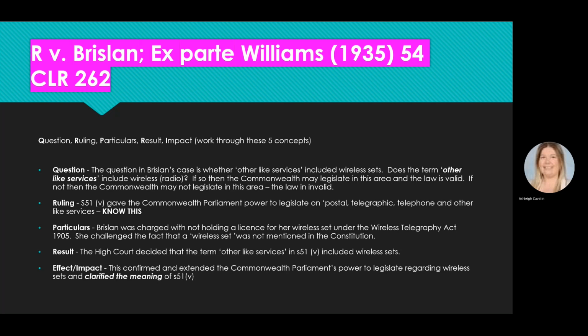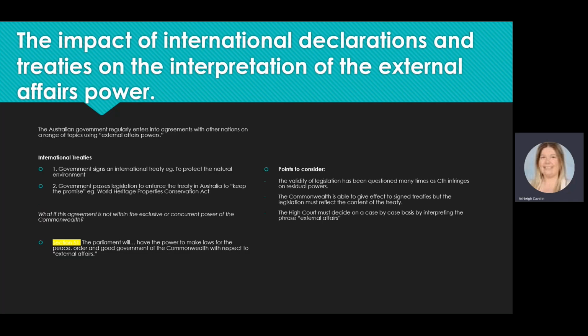Lastly, you may be asked to discuss the impact of international declarations and treaties on the interpretation of external affairs powers. The Australian government, our federal government, the Commonwealth government, regularly enters into agreements with other nations on a range of topics using their external affairs powers. They may sign a treaty, for example, to protect the natural environment. Perhaps it's on climate change.